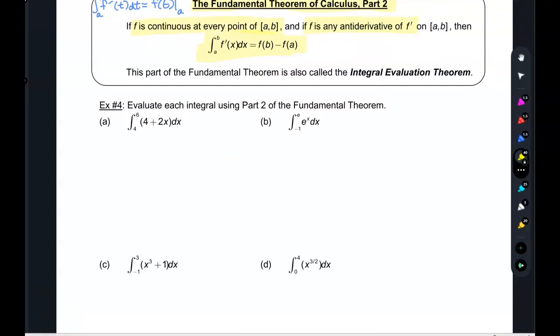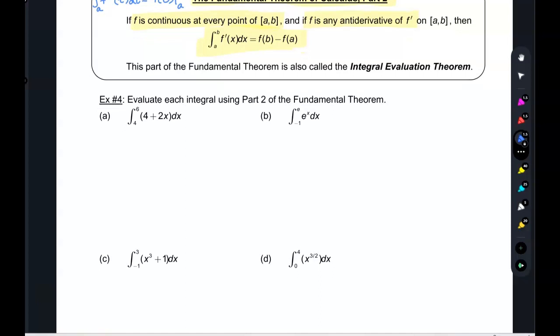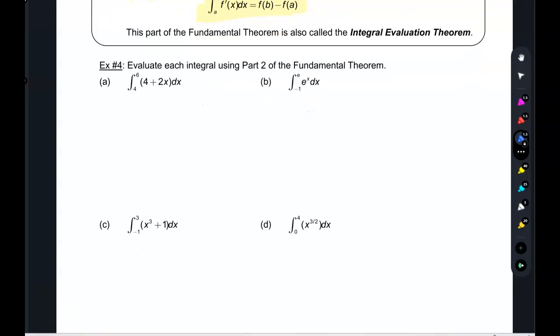And we want to be able to evaluate these without a calculator. Okay, all right, these would be no calculator problems. So let's start off. What's the first one? What do we get? We get 4x plus 2x squared over 2, so that's x squared. We want to evaluate that from 4 to 6.